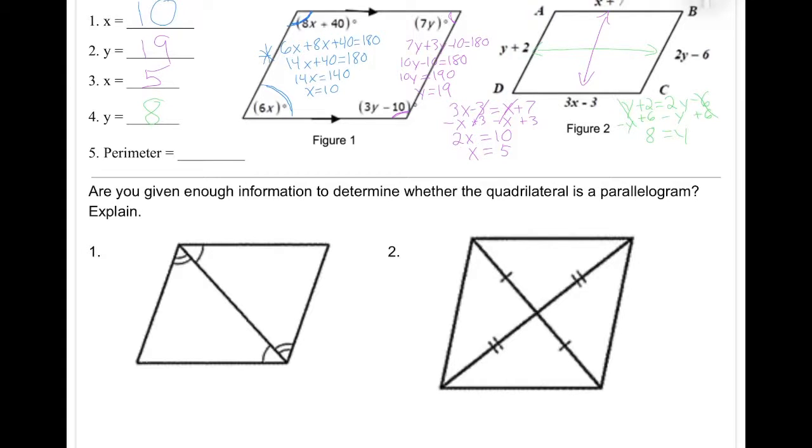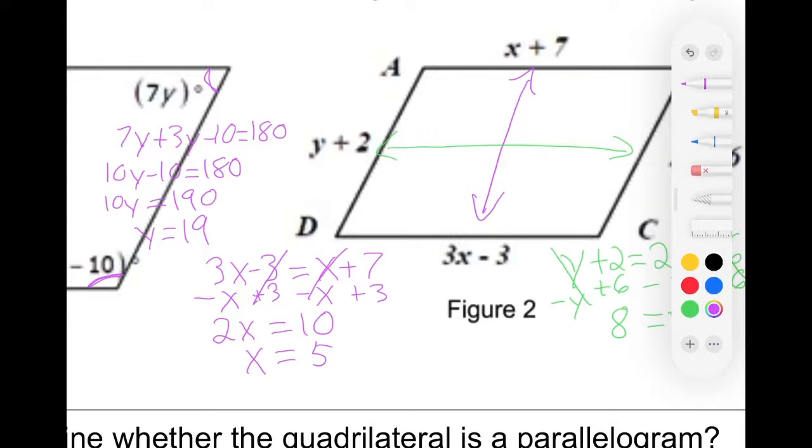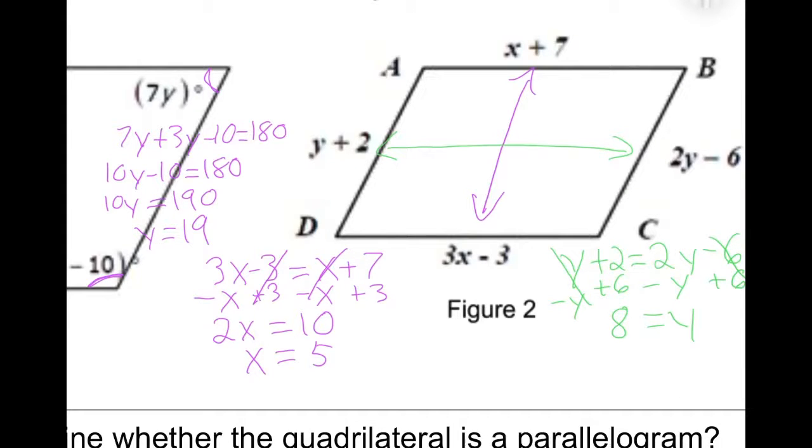Now, the last one asks for the perimeter of the figure. That means I have to substitute in my x and my y value to find the perimeter of this figure. So if we come back in here, I personally would substitute the x value in for x plus 7. So now we would have 5 plus 7, which gives us 12. So if this side is 12, the opposite side also is 12. So we can ignore this 3x minus 3.